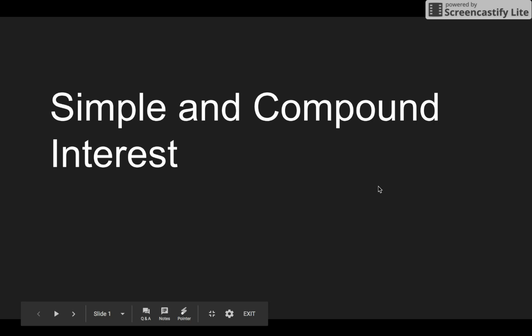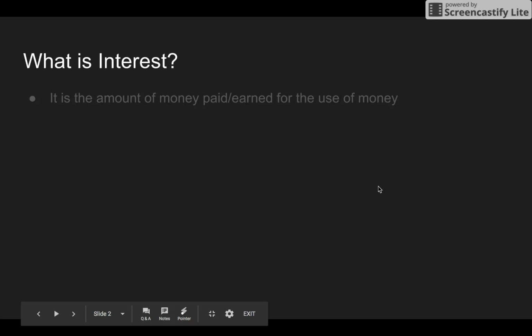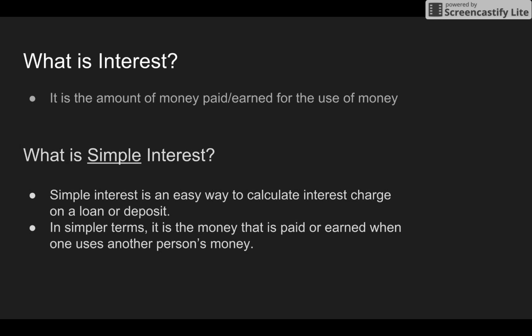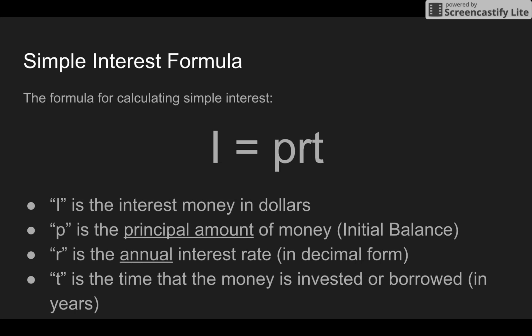Simple and compound interest. What is interest? It is the amount of money paid or earned for the use of money. What is simple interest? Simple interest is an easy way to calculate interest charged on a loan or deposit. In simpler terms, it is the money that is paid or earned when one uses another person's money.